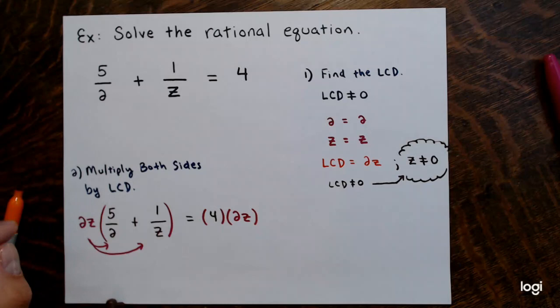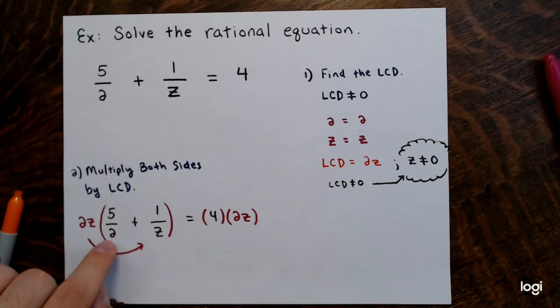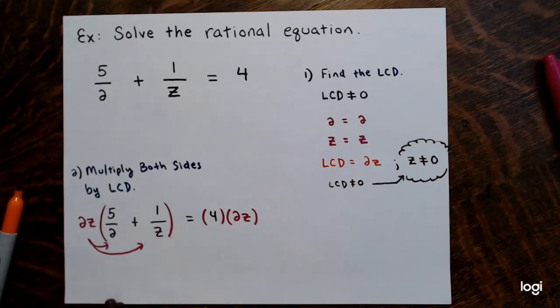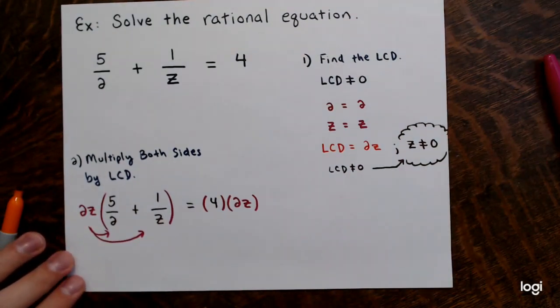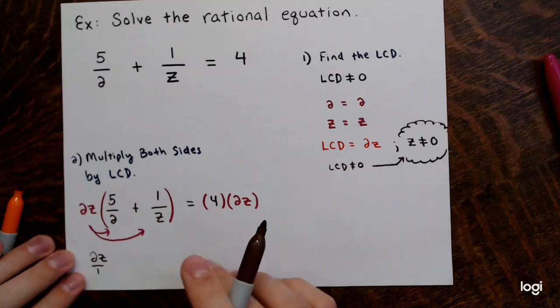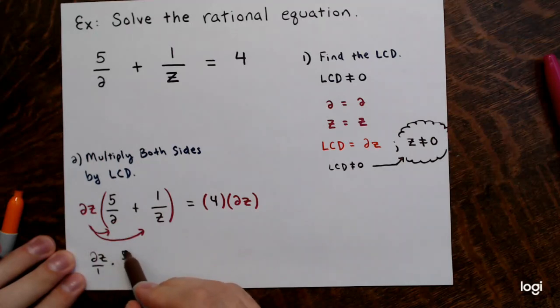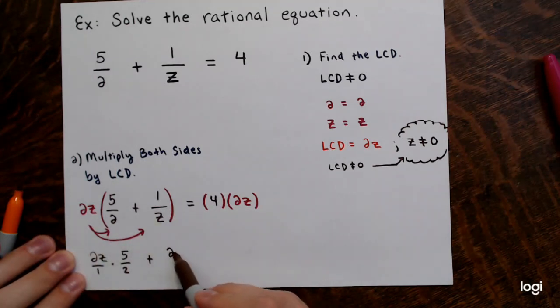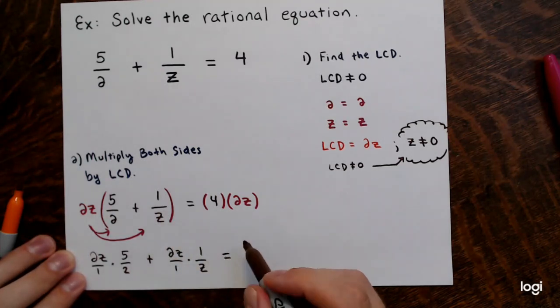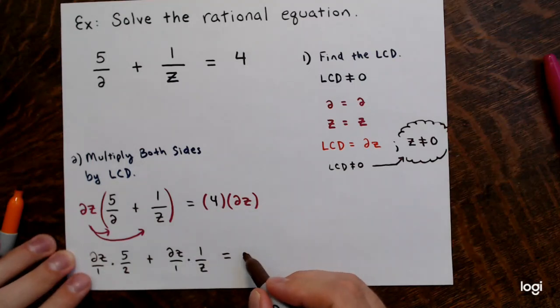Now, the whole reason for this multiplication by the LCD is to get rid of the denominators. You're going to see in a second here that the denominators go into the LCD evenly, so you'll be able to divide out some common factors. So look at what happens to this equation here. I'll have 2z, or 2z over 1 if you want to make it into a fraction, times the 5 halves, that first term, plus 2z over 1 times the 1 over z, that second term, and then on the other side equals 4 times 2z, which is simply 8z.